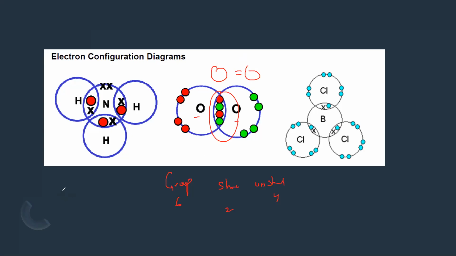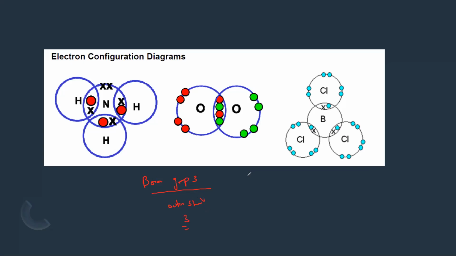Now BCl3, boron trichloride. In the case of boron, it is an exception. As you can see, boron belongs to group 3. So if it belongs to group 3, how many electrons will be there in the outer shell? It will have 3 electrons. So if it has 3 electrons, it should act like a metal and lose electrons. But we don't observe boron losing electrons. Why is it not losing electrons?